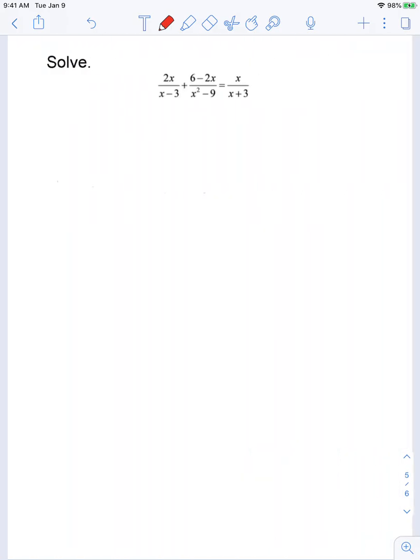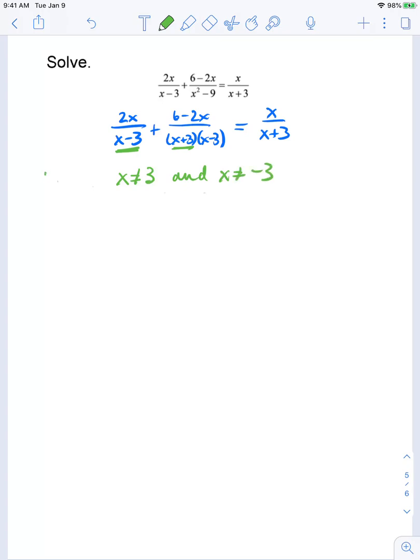And for my last example here, I need to add one additional step to this one. I need to factor my denominators first before I can find my domain restrictions. So I get 2x over x minus 3 plus 6 minus 2x over x plus 3x minus 3 equals x over x plus 3. So for my domain restrictions, I've got an x minus 3 factor and an x plus 3 factor in the denominator, which tells me that x cannot equal 3 and x cannot equal -3. These are my restrictions.